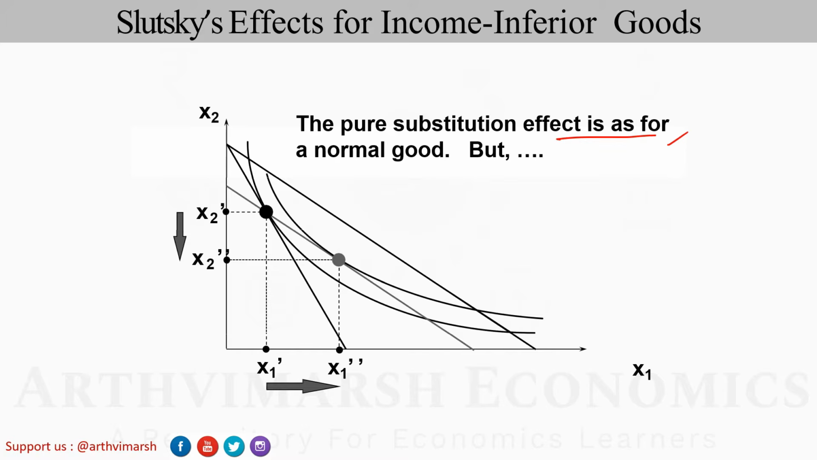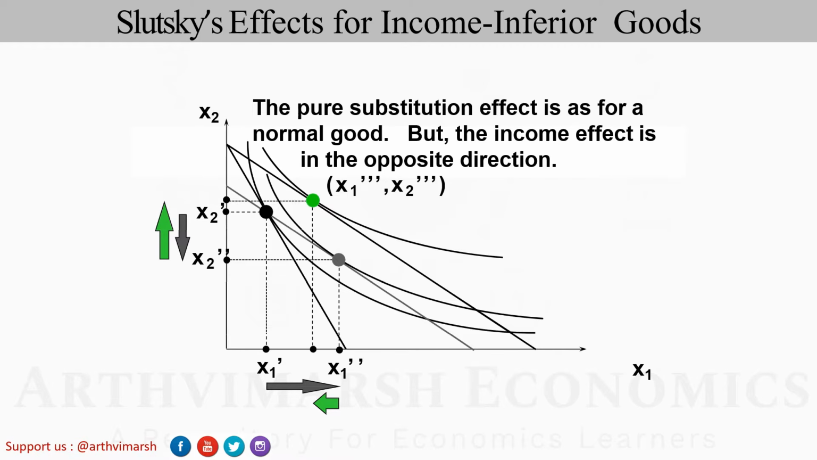This is what is being highlighted here as well. So the pure substitution effect is as for the normal good. If you observe the previous case of the normal good, a similar thing was happening: X1 consumption was going up and X2 was falling. But what is different in the case of inferior goods is that the income effect is working in the opposite direction. Why so? Because this is an inferior good, remember. When X1 becomes cheaper, the budget line rotates outwards, but as your income effectively goes up, you will never be willing to go for more of this; rather you will choose to buy more of X2.